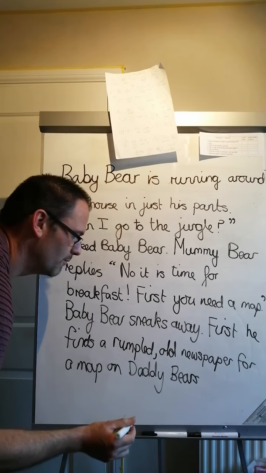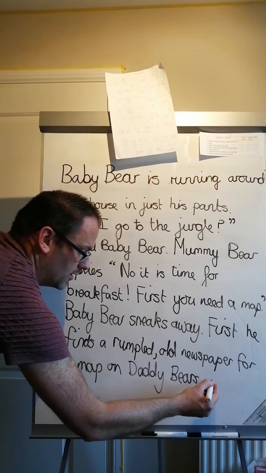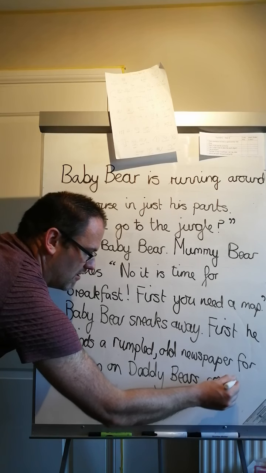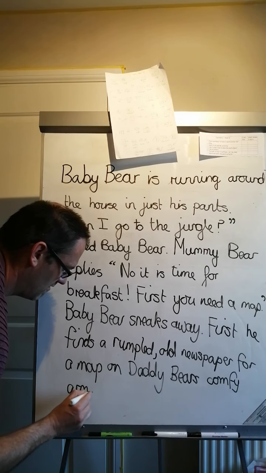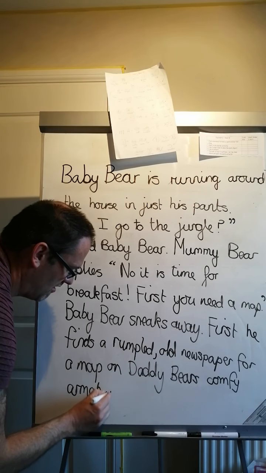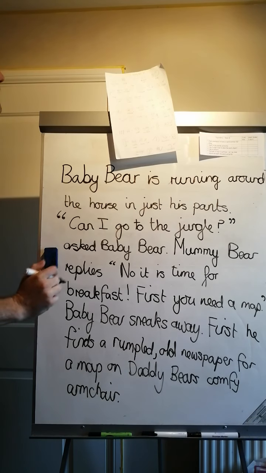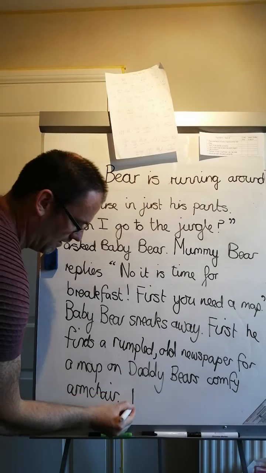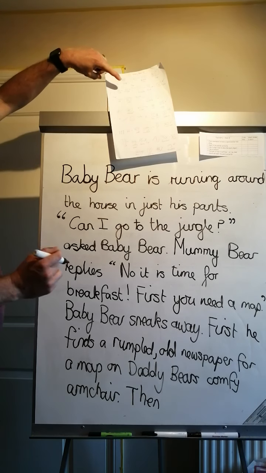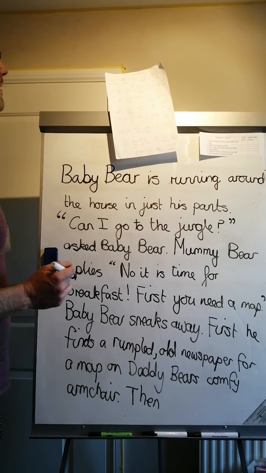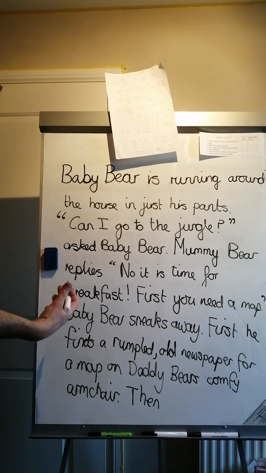Handwriting's getting awful as we go down the bottom of the board. On Daddy Bear's comfy armchair. Then we can go on to the next bit. So we've got then. I'm not going to have enough space, but I can see up here, then he finds a snow globe for a compass. Then, and that's when you can put more adjectives in as well.